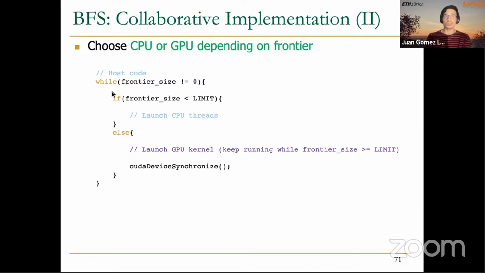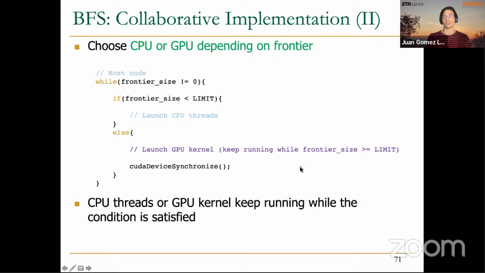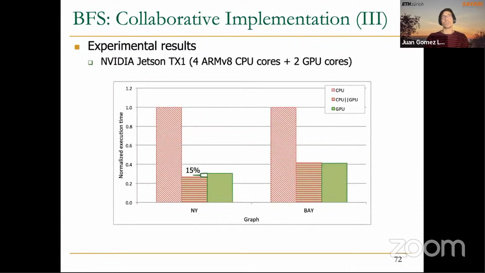So now what we do is launch the GPU kernel, but this GPU kernel will keep running while the frontier size is still greater or equal to the threshold, or the limit. And this avoids a lot of overhead from terminating kernels and launching new kernels. And this is something that we do for the GPU kernel, and we also do it for the CPU threads as well. And this is how we managed to obtain some performance improvement on the NVIDIA Jetson.